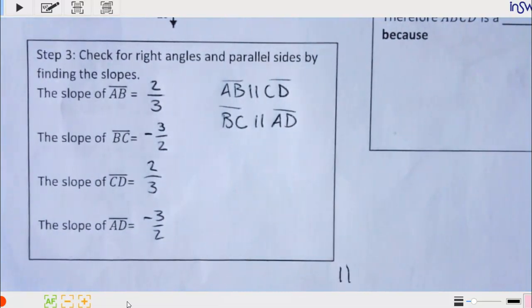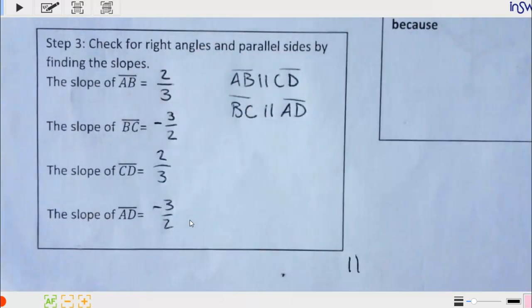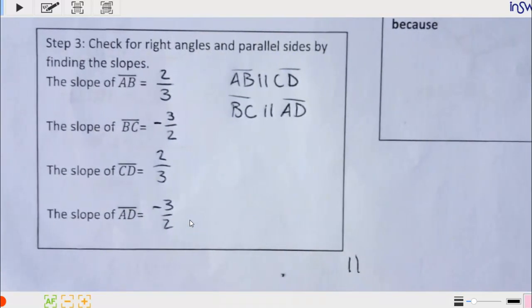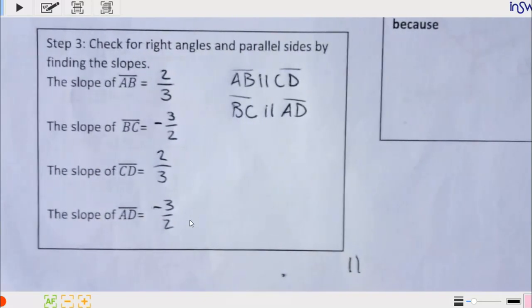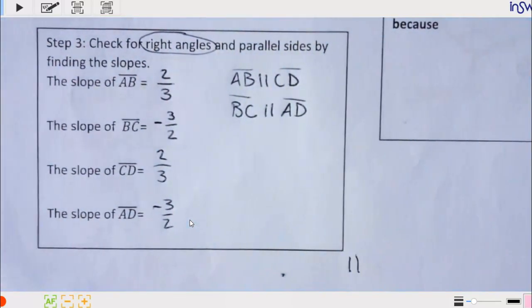Did I write anything crazy on here? These slopes are correct, right? Not seeing anything? Let me know if I put something down that's wrong. Yeah, so these things are parallel, which we need for both a square and a rhombus because they follow all those properties of parallelograms as well. But we're also really looking for right angles to determine, does it have right angles or not?